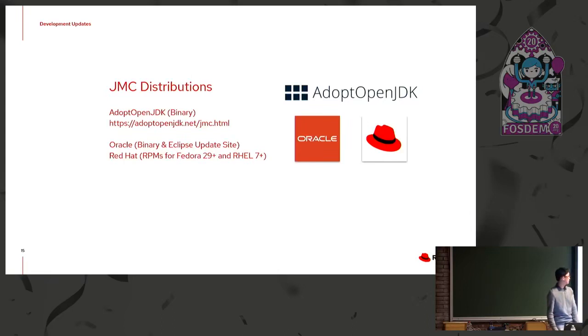And then Red Hat has RPMs for Fedora and RHEL. So if you are using Fedora or RHEL, you can DNF or yum install those. And then there are a few other distributions, like Azul has their mission control, but basically they're, at the moment, all the same, which I think is good.